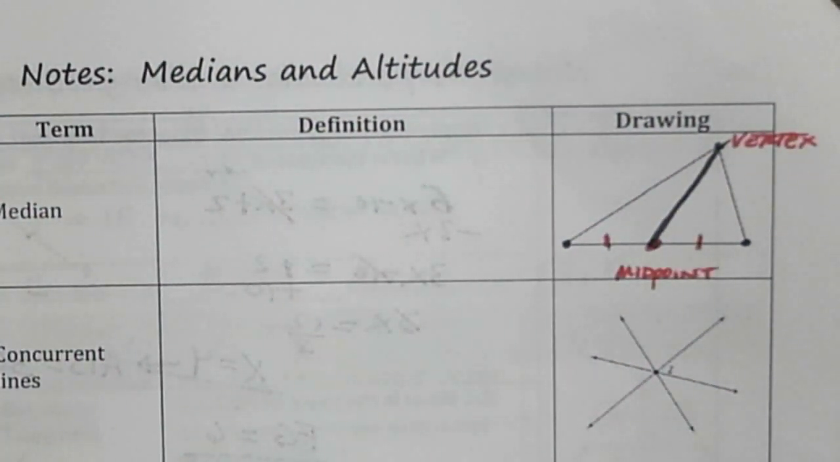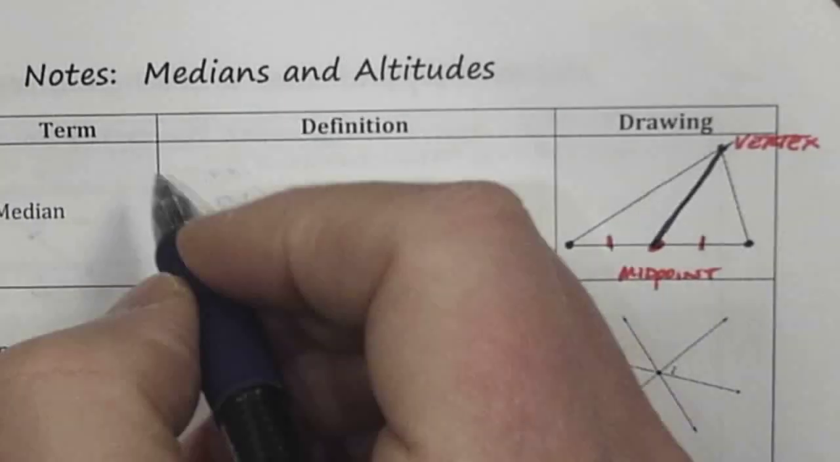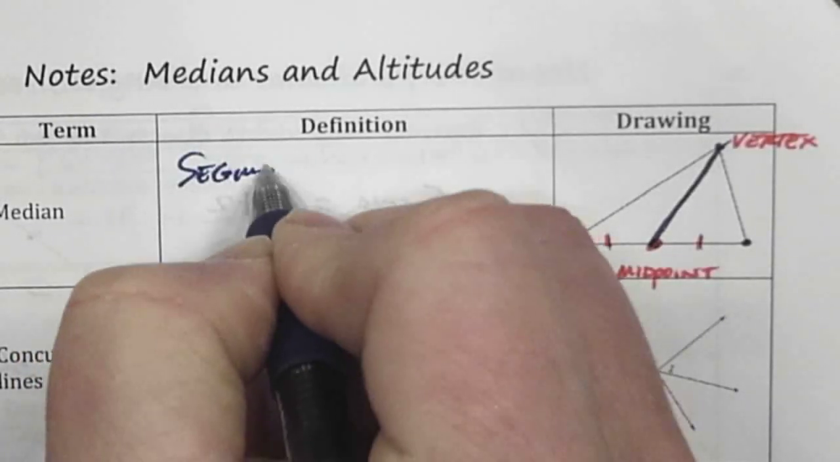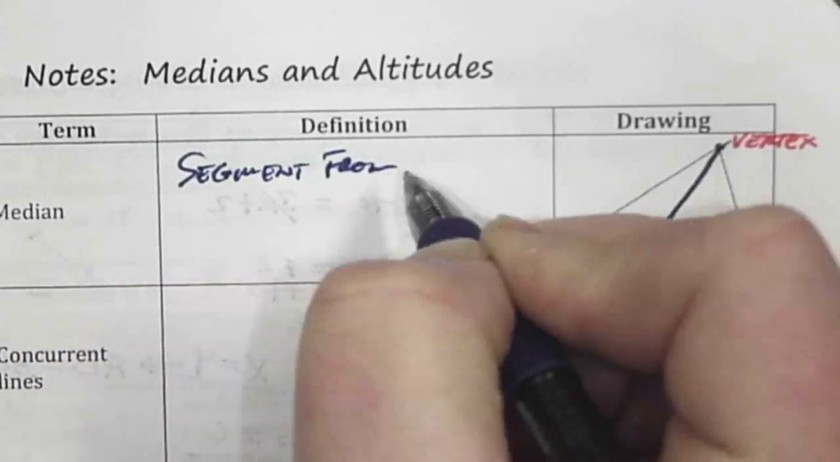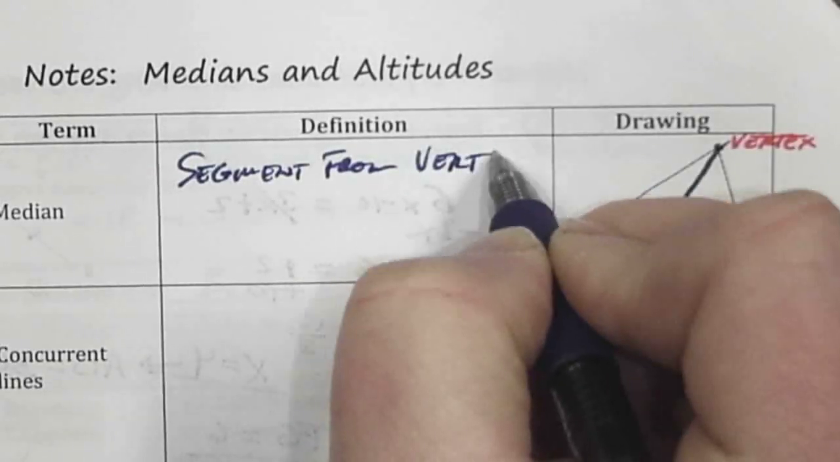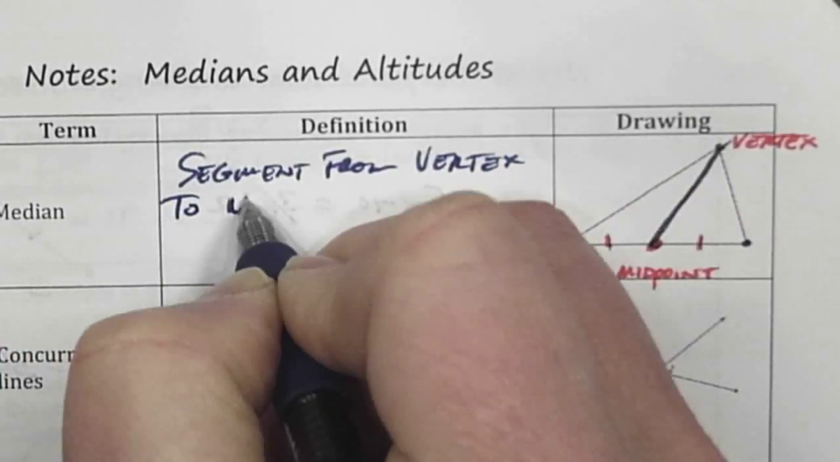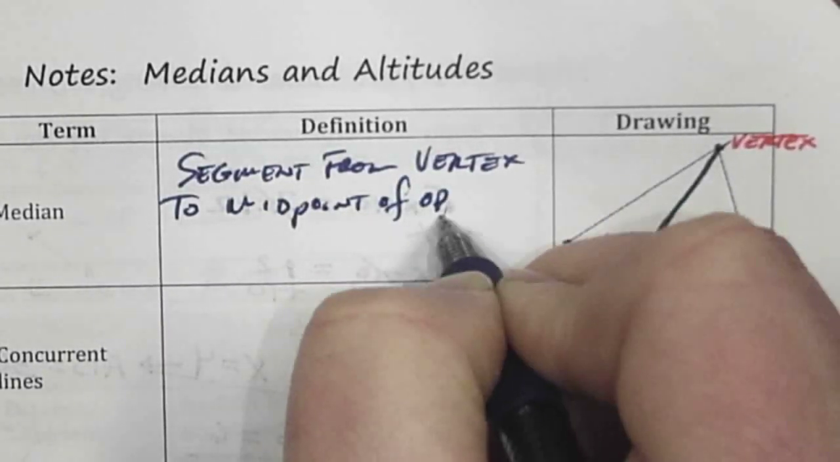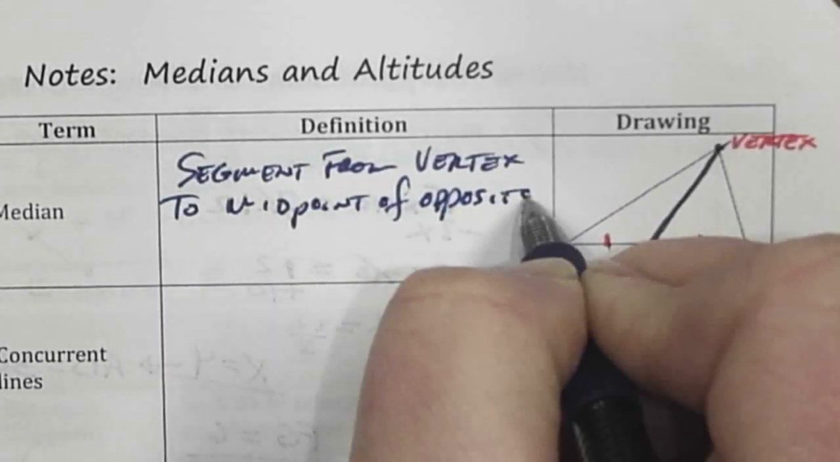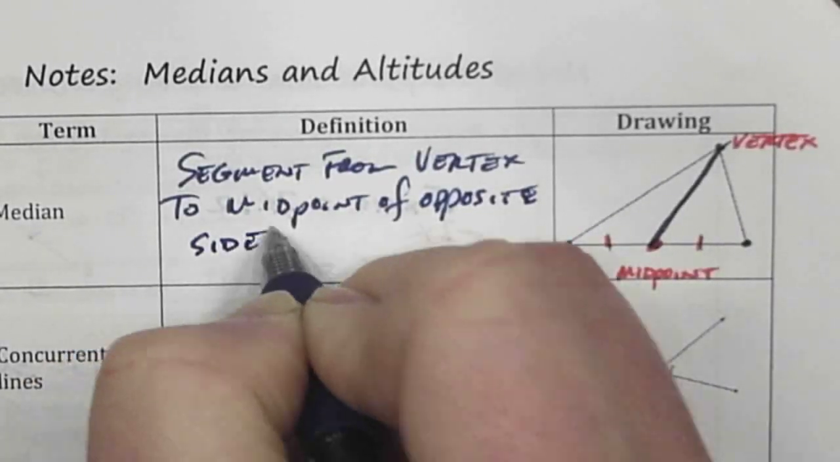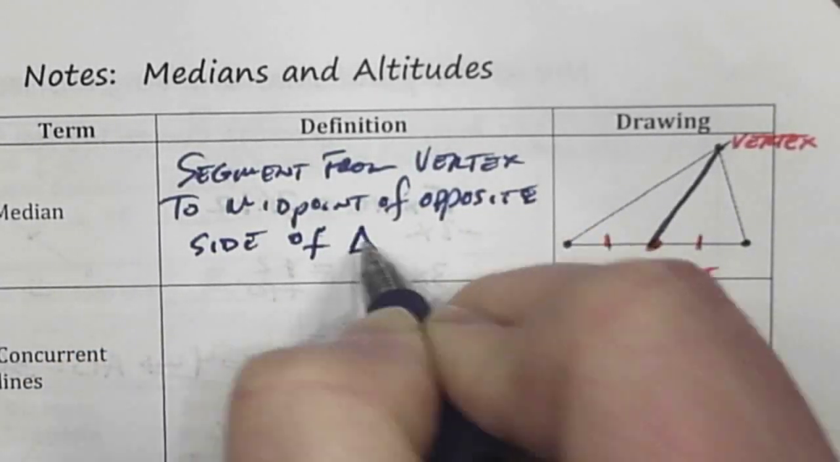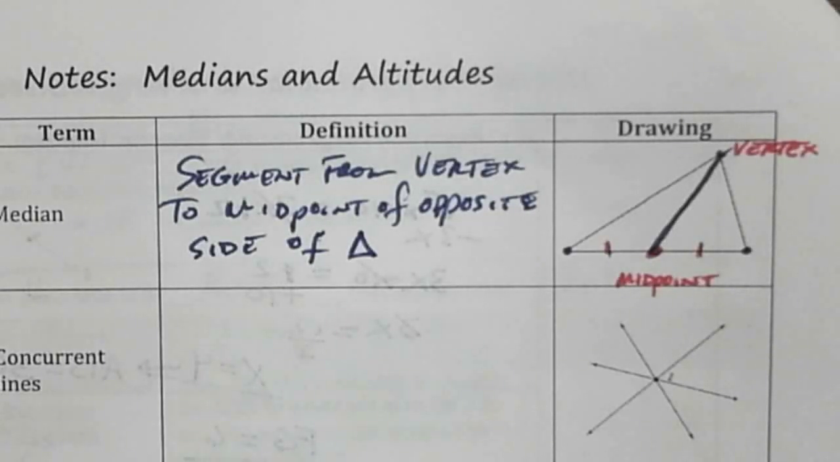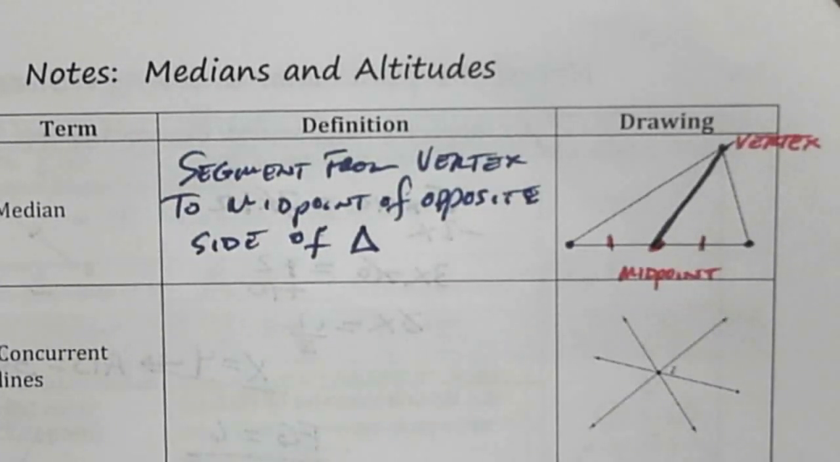If I draw a line from one of the corners to the middle of the opposite side, that's called a median. So, segment from vertex to midpoint of opposite side of triangle. That's a median. If we got the visual, we don't need to write it. Okay?